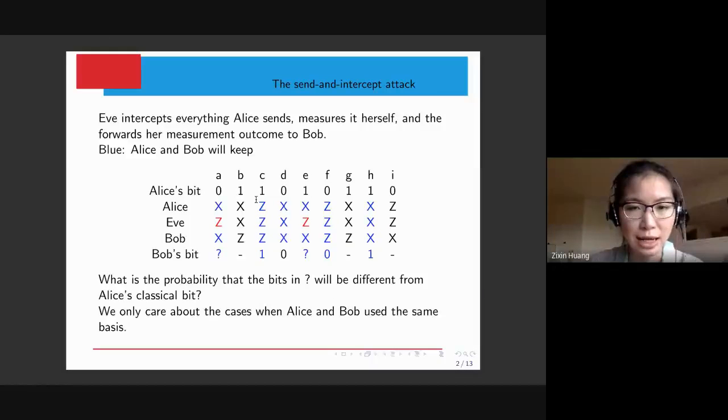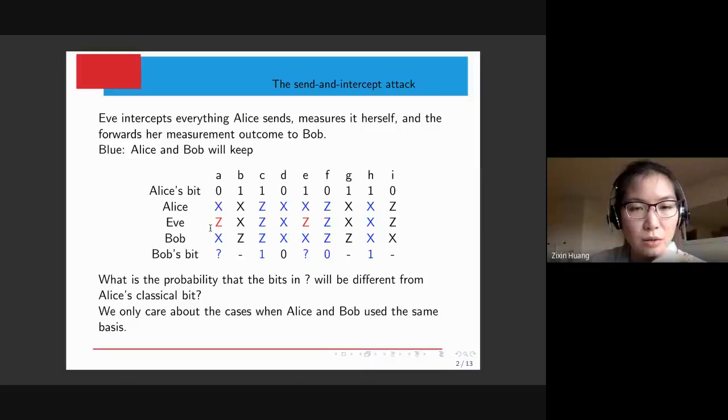So in this case, Alice has sent a ket 1, in which case Eve would measure a ket 1 and forward onto Bob a ket 1. So here, all of Alice, Eve, and Bob's states are the same. Well, the cases where Eve would potentially introduce an error are the ones where Alice and Bob have chosen to measure the same basis, but Eve has chosen a different basis.